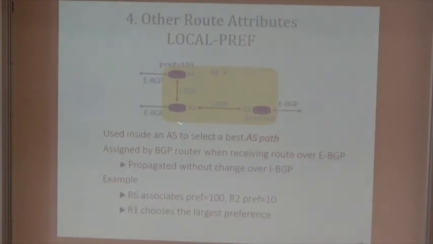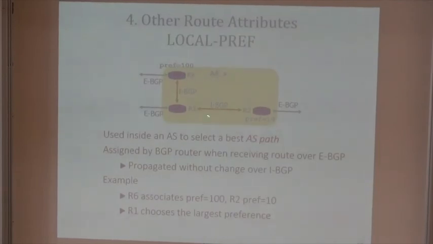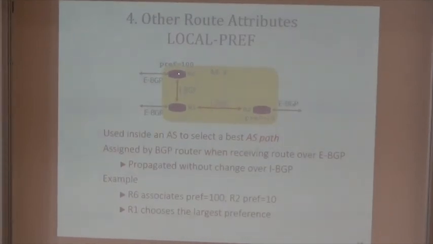For example, in a case like this, I can have two routers, R6 and R1, that are connected to the outside world, and whenever you receive a route from the outside, R6 might decide to give it a preference of 100, and R1 a preference of 10, which means that inside this domain, the highest preference would take priority. So the routes received here would be preferred over this one by the decision process.